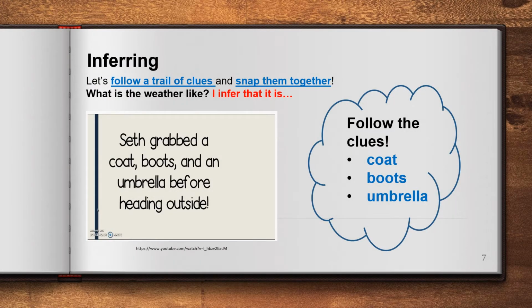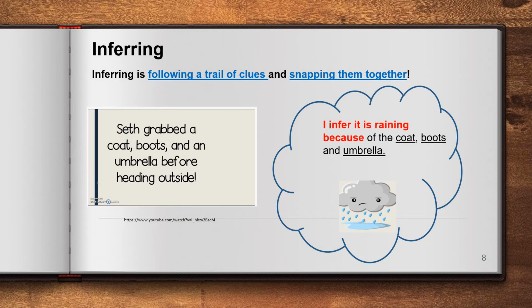Let's have a look at this one. Let's follow a trail of clues and snap them together. And the question is, what is the weather like? And the answer is going to be, I infer that it is... So here we go. Seth grabbed a coat, boots, and an umbrella before heading outside. What are our clues here? Coat, boots, umbrella. So the answer is, I infer it is raining because of the coat, boots, and umbrella.